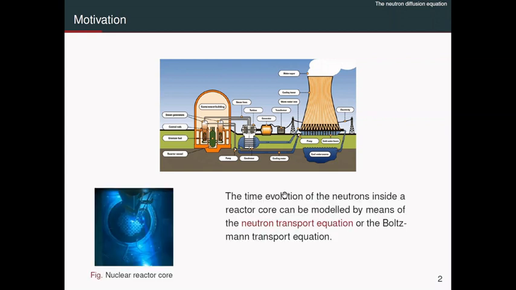Inside the reactor core, the time evolution of the neutrons depends on the fission process and the interaction between them, and this behavior can be modeled by the neutron transport equation. To simulate this equation for a realistic nuclear reactor core is very difficult, even though supercomputers or numerical methods are used. So we need to use another approximation, and in this work we have used the neutron diffusion equation.